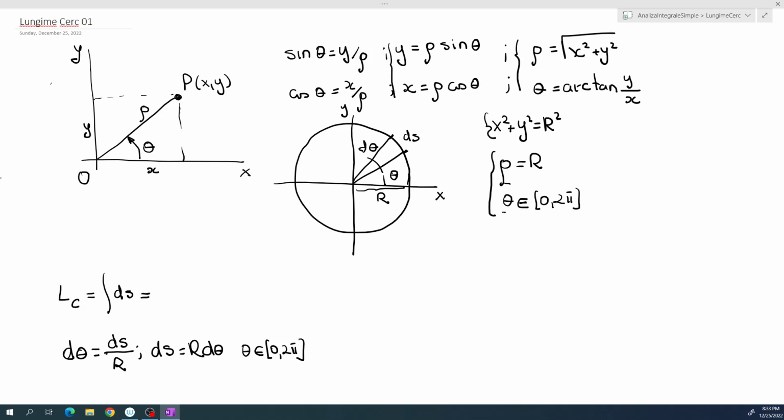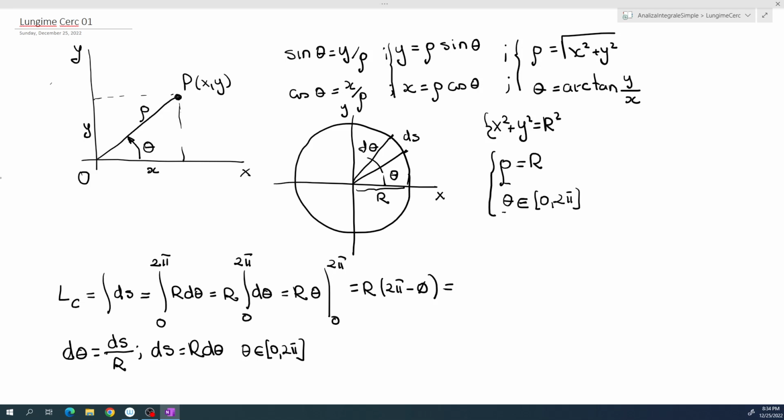Then I have the integral from 0 to 2 pi of r d theta, which is equal to r times the integral from 0 to 2 pi of d theta, which is equal to r theta from 0 to 2 pi, which is equal to r times (2 pi minus 0), which is equal to 2 pi r. So the length of the circle is 2 pi r.